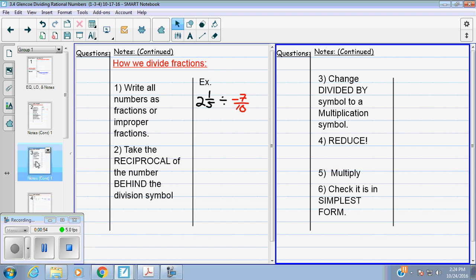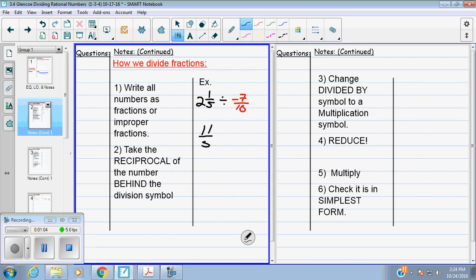Okay, so step 1, write all numbers as fractions or improper fractions. You'll notice 2 1/5 needs to be turned into an improper fraction first. 2 times 5 is 10, plus 1 is 11. So right now we have 11 over 5 divided by -7/10. And really all we've done so far is rewritten the problem so it is all fractions or improper fractions.